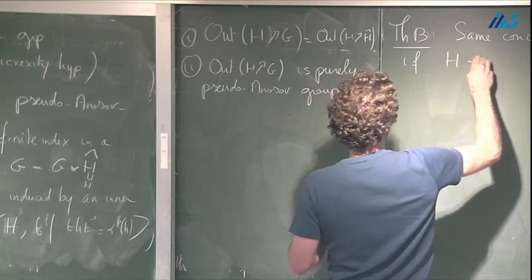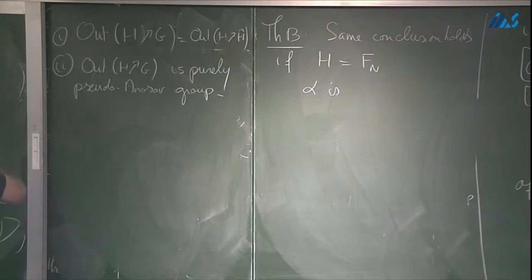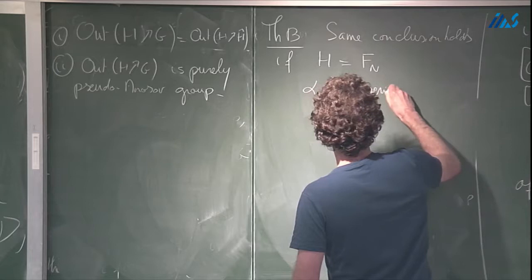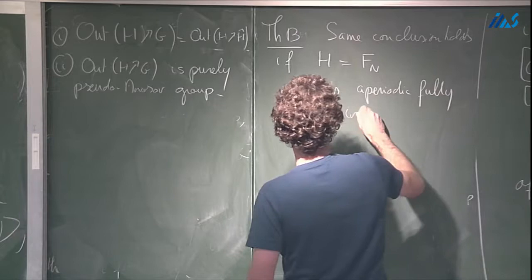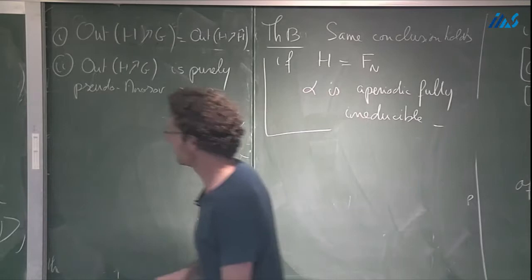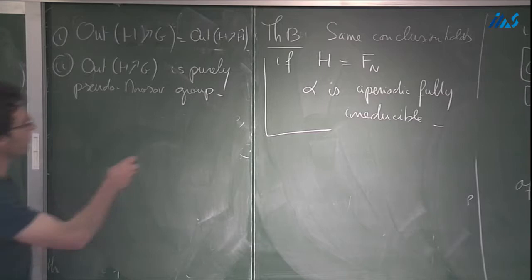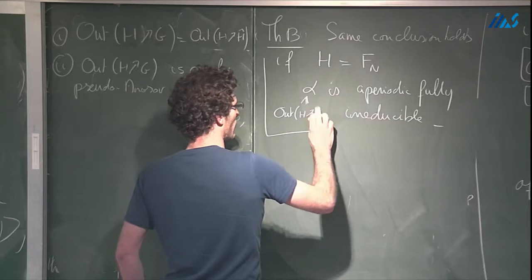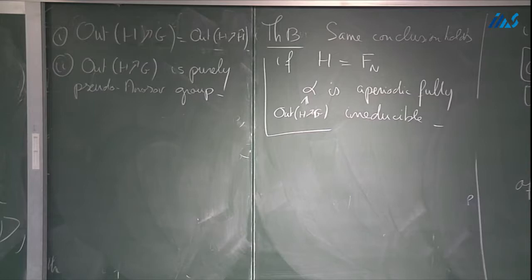If H is a free group, and alpha is as before, aperiodic, fully irreducible. Okay, so what does it mean? If alpha is an automorphism that extends to G, so if some complicated automorphism of the free group extends, then either you have finite index in the free factor, or the mapping torus of the automorphism embeds in your group, and the same statement holds.